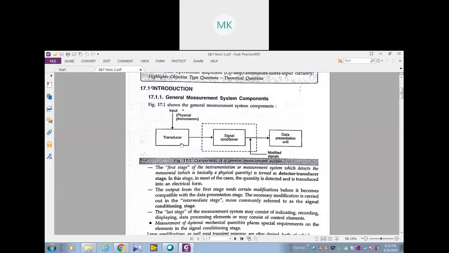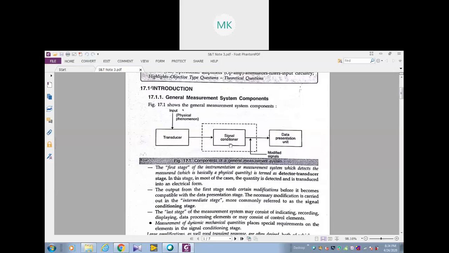Now that is the first stage. Second stage is the signal conditioner. Third stage is the data presentation unit. Now the transducer, we have studied what a transducer is. It converts one form of energy into another form of energy, electrical into non-electrical, non-electrical into electrical. It acts as a detector. So detector, transducer stage. That signal is applied to the signal conditioner.